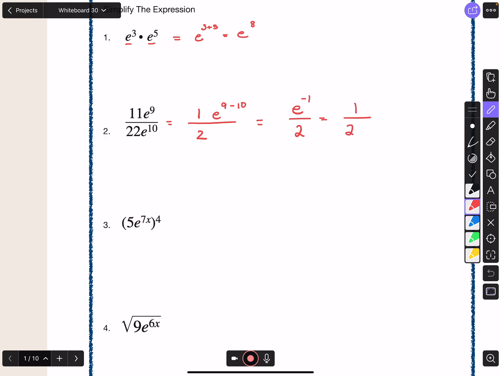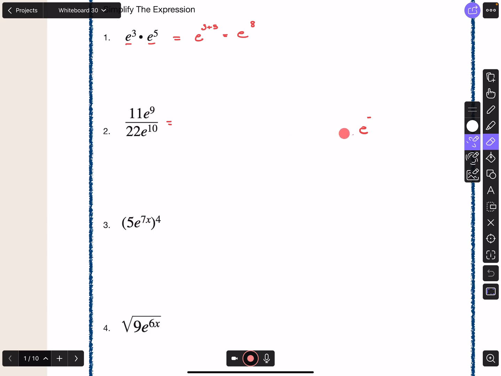So there's a 1 up here. You've got to have something on top in your numerator. But this will become e to the first power then. Ultimately, I think this problem is much easier to understand if you just understand how exponents work. So let's take a look at this one in a different way so it maybe makes more sense to you. 11 over 22 is still a half, but this is how you deal with the variables here.